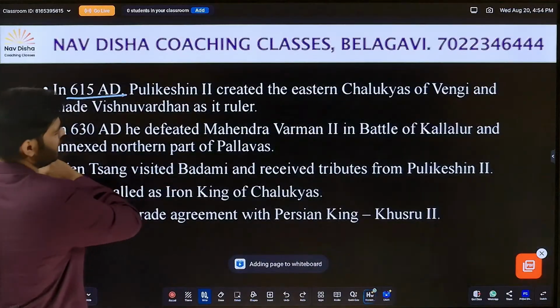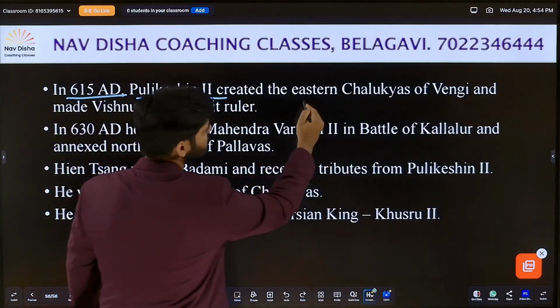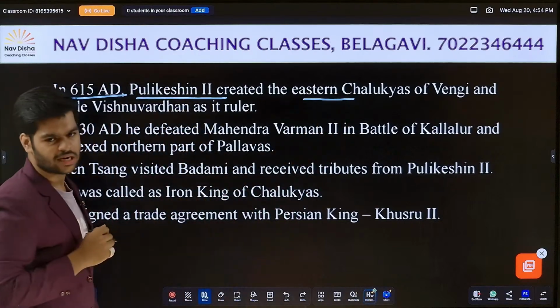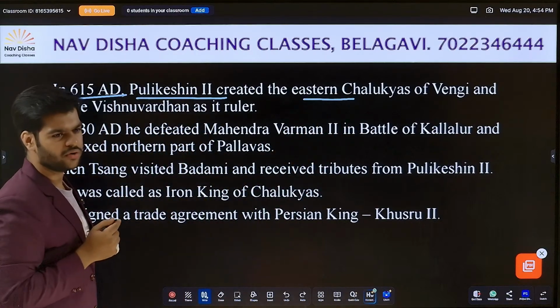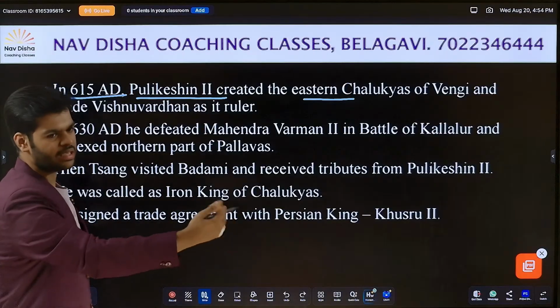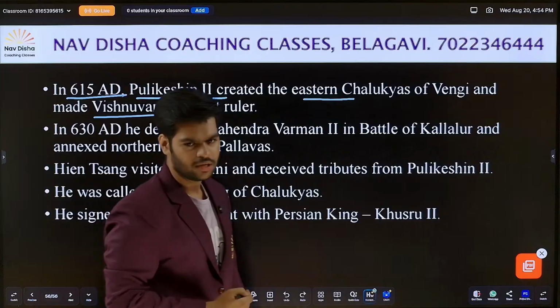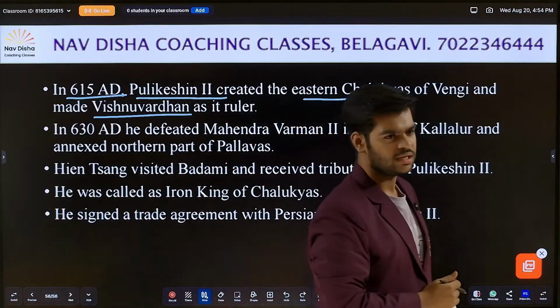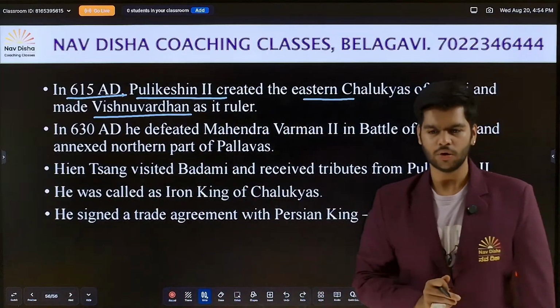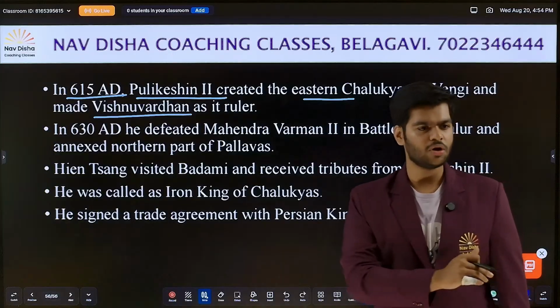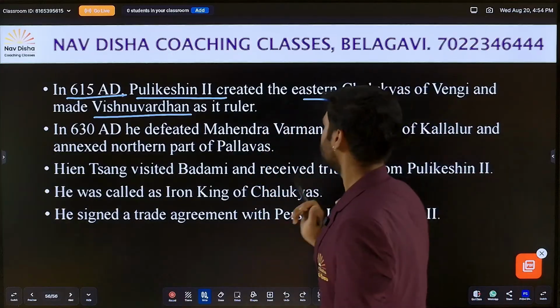In 615 AD, Pulikeshin II created the Eastern Chalukyas of Vengi, another kingdom. It is beside, at the east side of Chalukyas, and he made Vishnuvardhan its ruler. Vishnuvardhan was his brother. He wanted Vishnuvardhan to become king also. So he created another kingdom called Eastern Chalukyas of Vengi.